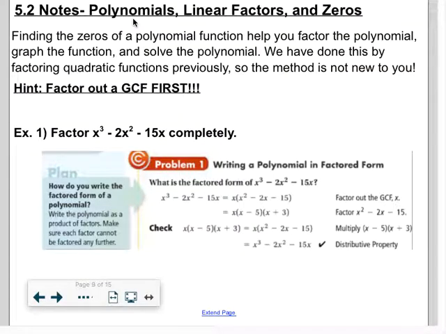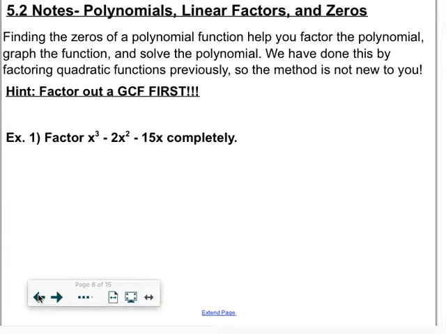Okay, so take a look at the notes that I gave you. Do you see on the note paper it says, finding the zeros of a polynomial function helps you factor the polynomial, graph the function, and solve the polynomial. We have done this by factoring quadratic functions previously. So this method is not new.